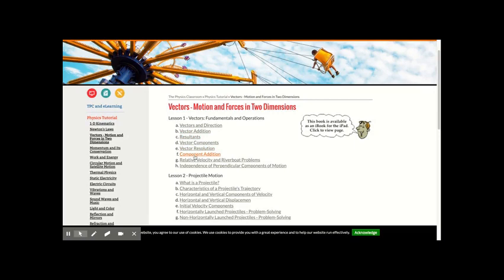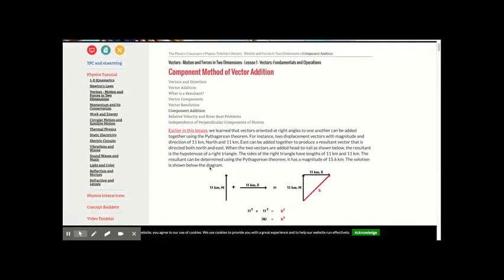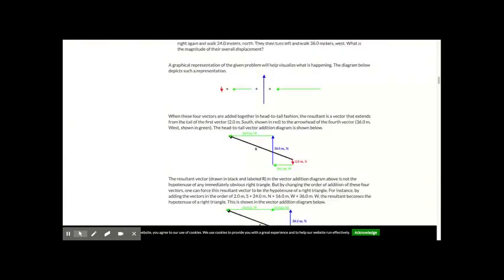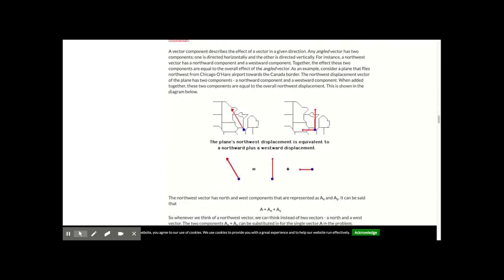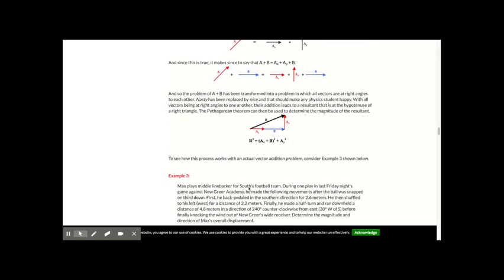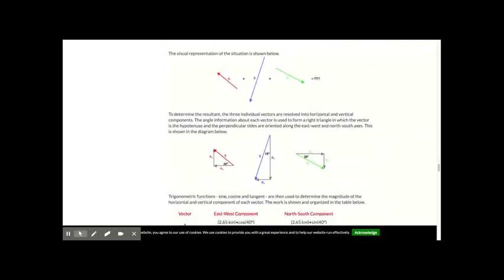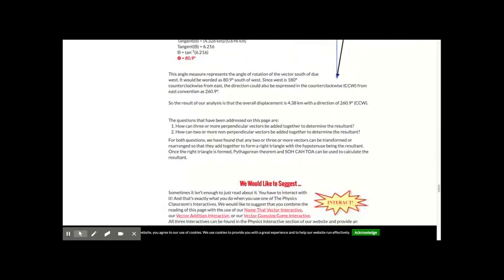So if I click on this component addition, which is what we're going to be doing a lot of this year, there's a lot of information and a lot of review about combining vectors and drawing the resultants. And there's a lot of practice problems here, and I'm scrolling through it quickly because it definitely goes through a lot of the detail, the different components, breaking it down into the x and y components, just as we talked about. So if you want to see more of this, this is a great place, and it has excellent examples and more practice.